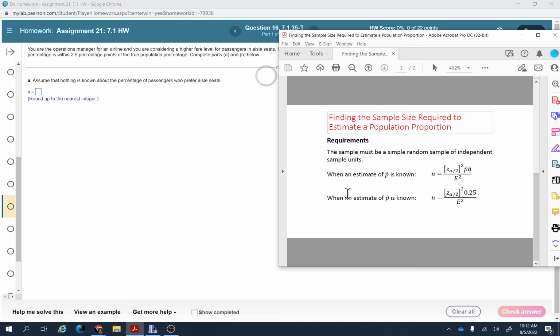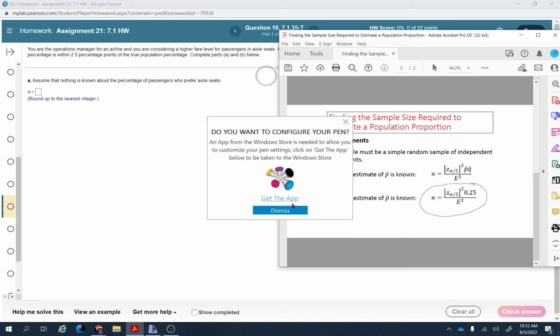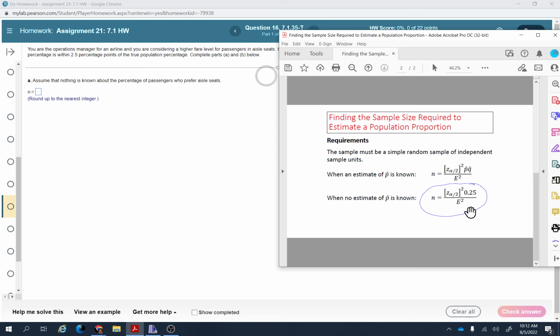There are two situations for the formula. The second one is for when no estimate of p cap is known, when we don't have any idea, nothing is known. So to answer part A, you have to use the second formula. This one, we're going to use this one. For this one, we need to find the z value for the given alpha and margin of error.